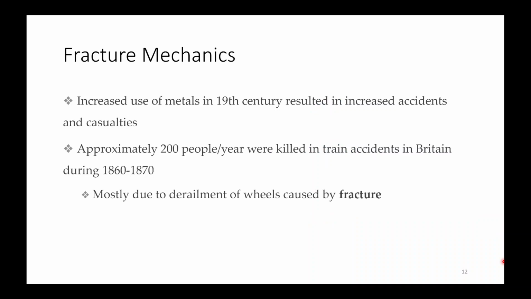Now we'll be going through some lecture notes. So firstly, why there is importance of fracture mechanics. So when we initially started using some metals for manufacturing rails and your trains, your boats, there were a lot of accidents taking place. So increased use of metals in 19th century resulted in increased accidents and casualties. So, approximately 200 people per year were killed in train accidents in Britain during 1860 to 1870. Now, mostly were due to derailment of wheels caused by fractures.